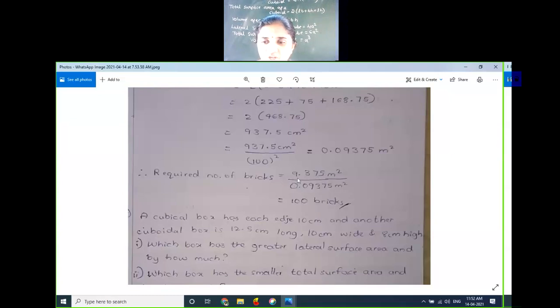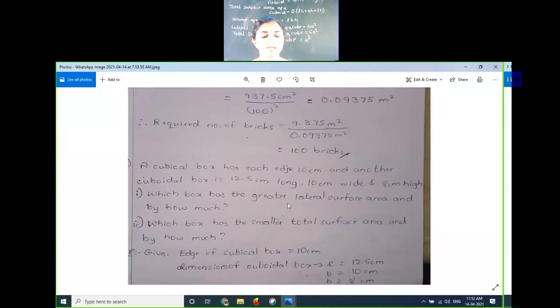I think you have the idea of this calculation, no? Yes. So now let us move on to our next problem, the fifth question. The fifth question is like this. A cubical box has each edge 10 centimeter and another cuboidal box is 12.5 centimeter long, 10 centimeter wide and 8 centimeter high. Here both the solid figures are there, cube and cuboid.